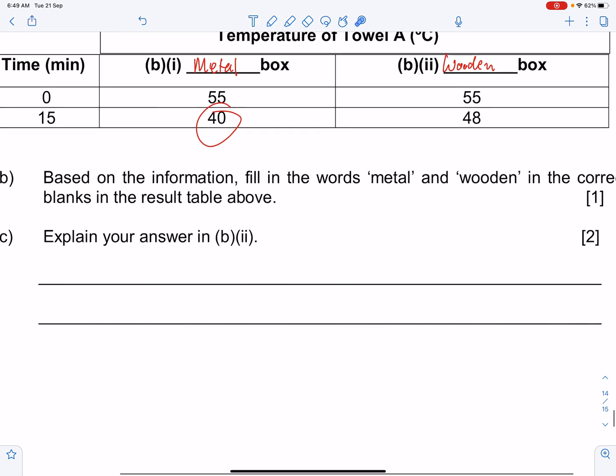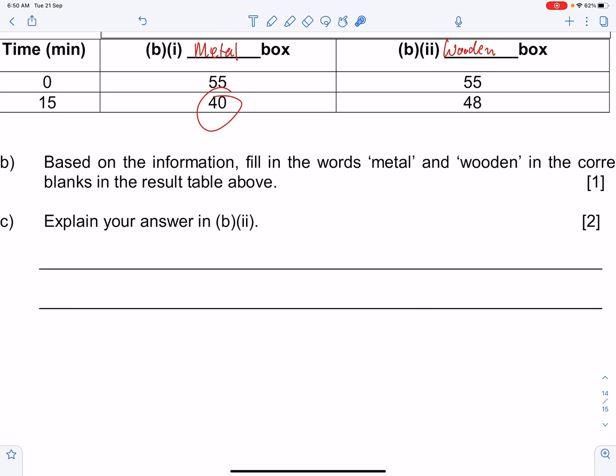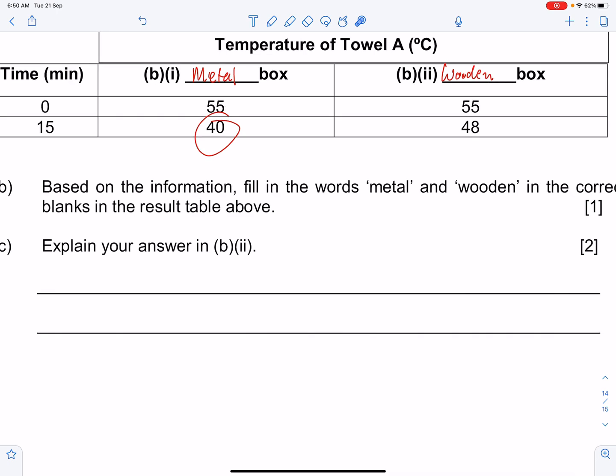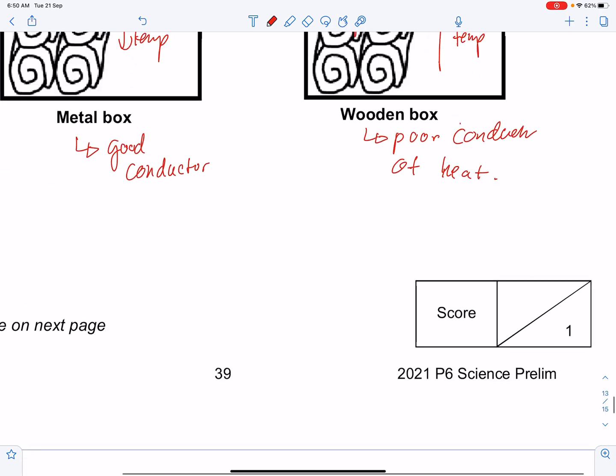There are two ways of answering this. Either you talk about the metal box or you talk about your wooden box. Oh sorry, actually you have to talk about both the metal and wooden box. You need to explain why. So let's talk about the first one, which is A.